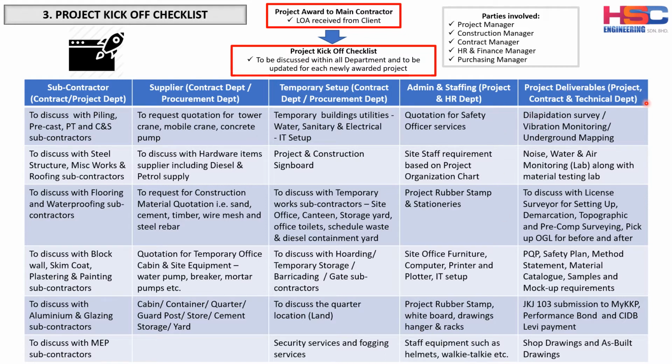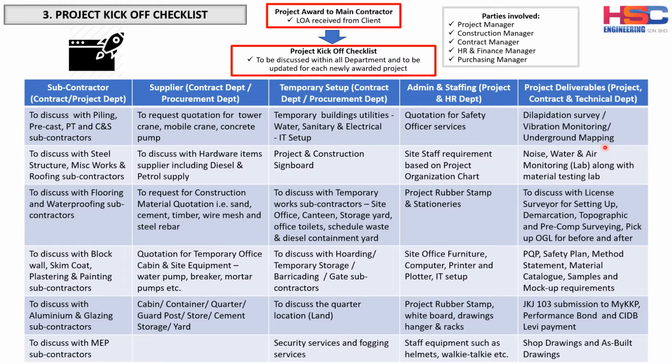And the next is the project deliverables. This involves the project manager, the contract manager, and the technical department. This one involves a lot of deliverables that need to be submitted to the client at a very early stage. Of course, we have to look at the dilapidation survey. Should we carry out the dilap survey ourselves, or is it a requirement of the contract that we need to engage a third party to do the dilap survey? This also applies if there is any requirement for vibration monitoring or underground mapping. We have to look at it.